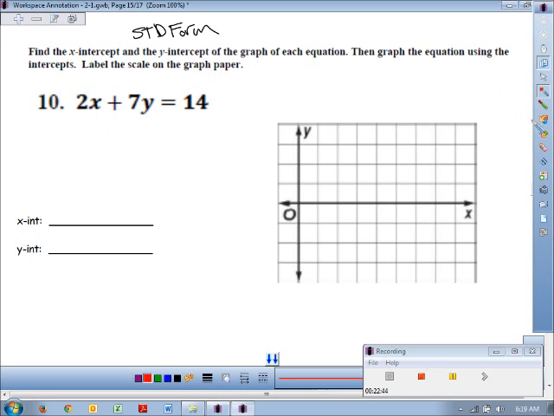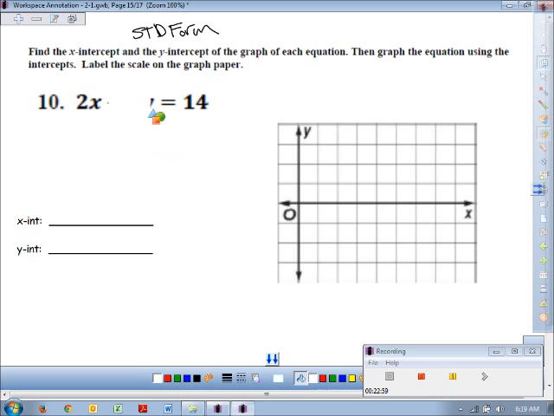So now let's do the cover-up method. Let's make little blanks right here for x-intercept and y-intercept. And then let's cover up. So watch me. I will cover up. To find the x-intercept, you let y equal 0. And if you put 0 in for y, 7 times 0 just goes away. You're left with 2x equals 14.